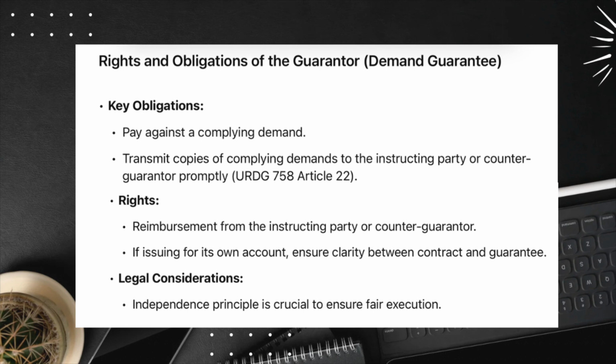Now, let's talk about the rights of the guarantor. The primary right, when there is no counter guarantee, is to be reimbursed by the instructing party for payments made to the beneficiary. This reimbursement process is typically outlined in the application form or in a facility agreement. However, if the guarantor pays a demand that they should not have paid, perhaps because the demand did not meet the terms of the guarantee, the instructing party can refuse to reimburse them. This makes it critical for the guarantor to ensure each demand is compliant before making payment.